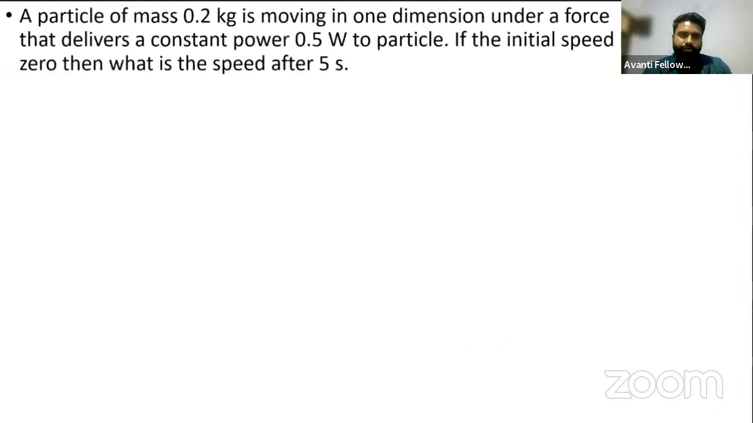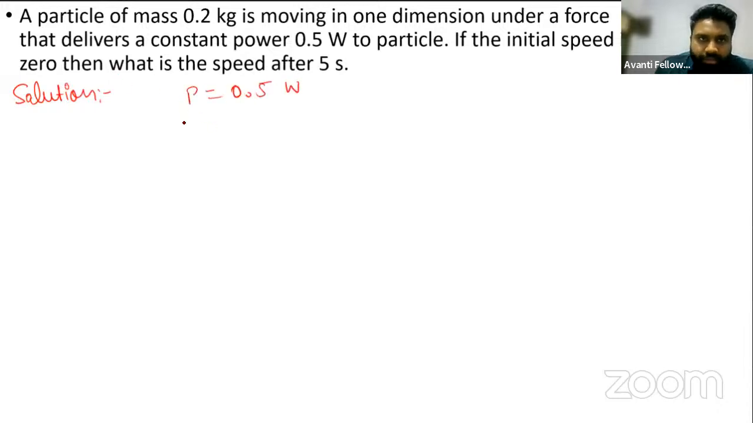Before this question, I want to introduce you this question. Look, a particle of mass 0.2 kg is moving in one dimension under a force that delivers a constant power 0.5 watt to a particle. If the initial speed is 0, then what is the speed after 5 seconds? So if I want to solve this question, it's a very simple question. Power is given to you as 0.5 watt. Mass is given to you as 0.2 kg. Okay? If the initial speed is 0, which means u initial is given as 0, then we have to find the speed at 5 seconds.